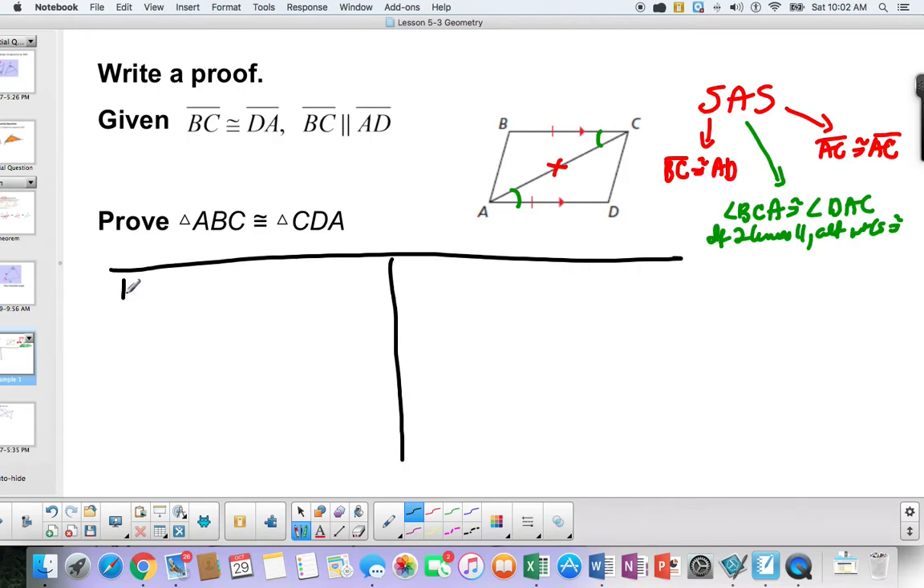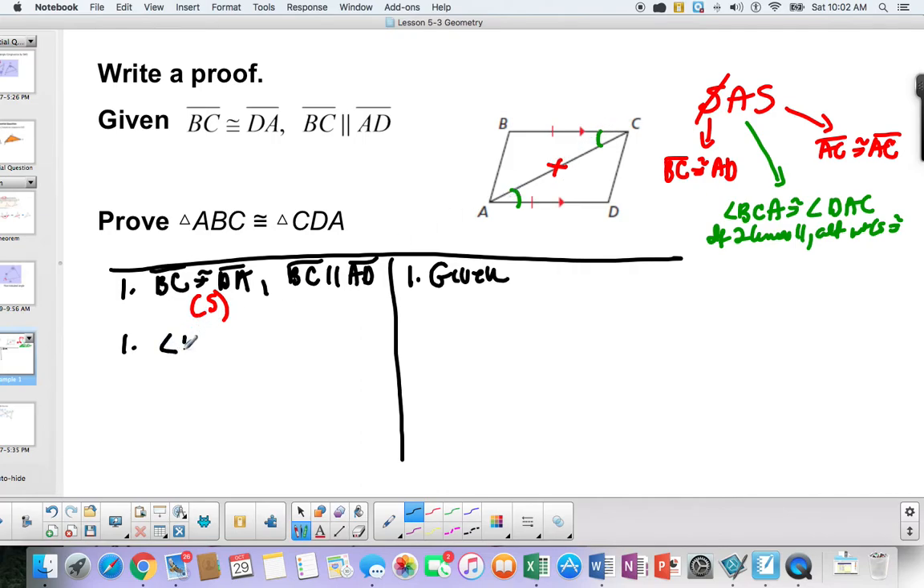Okay, step one, the given. BC is congruent to DA, and BC is parallel to AD, and that's the given. Now I want to write this right away because I have a pair of sides. I like to cross off, as I'm going through the proof, and say I've met my goal there. Okay, now my angle, remember these two angles.